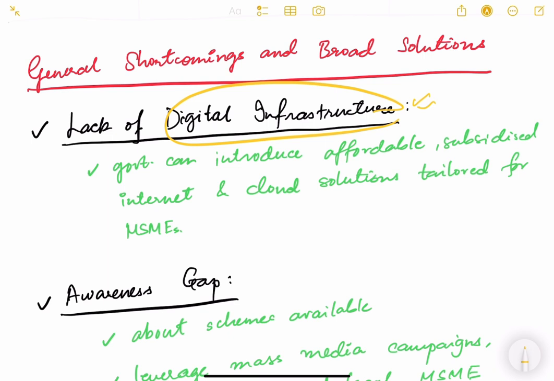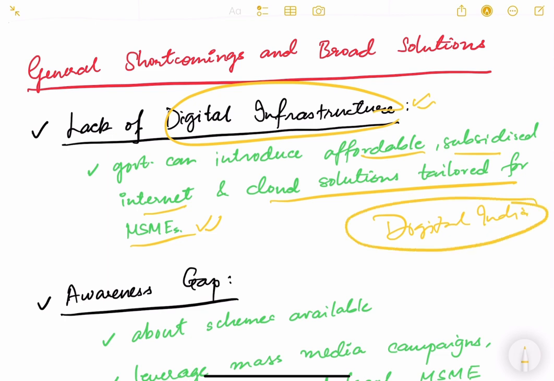What can be the solution? Government can introduce affordable, subsidized internet and cloud solutions tailored for MSMEs. So Digital India can be one of the solutions to this. This again we are going to see later. This is the broad solution that is mentioned here.